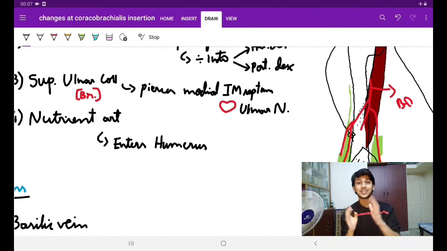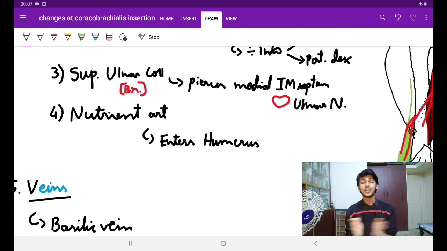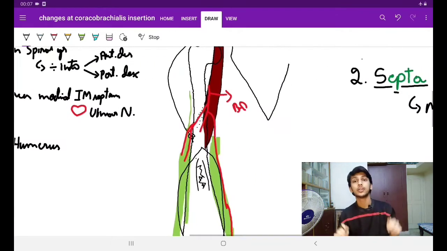We have a very interesting scenario there. We'll study that as soon as we go into the elbow joint. Okay. Now we have the nutrient artery. What is the nutrient artery? Nutrient artery is a branch of any artery which is supplying the bone, isn't it? So how does it enter the humerus? It enters the humerus through the nutrient foramen.